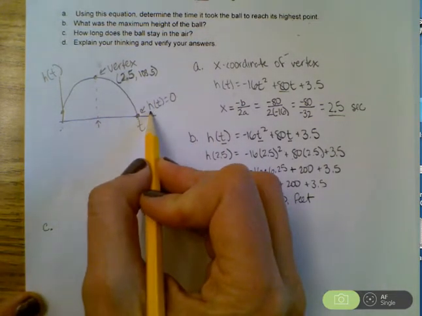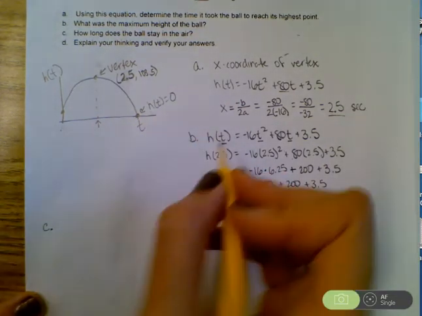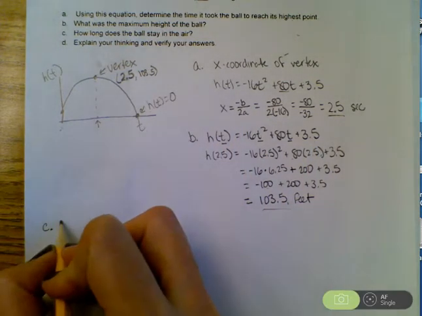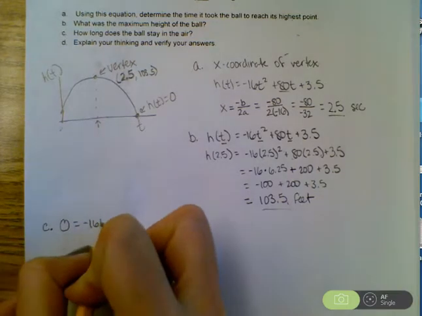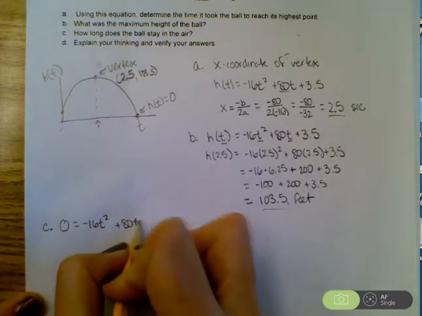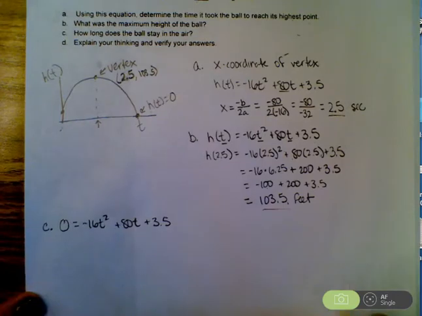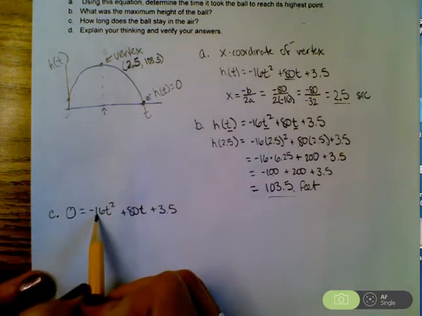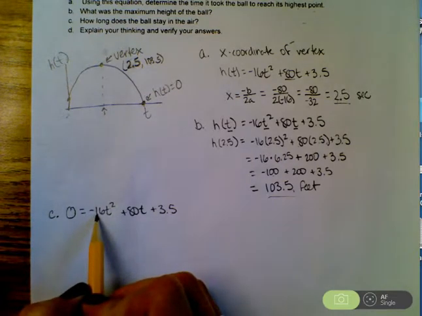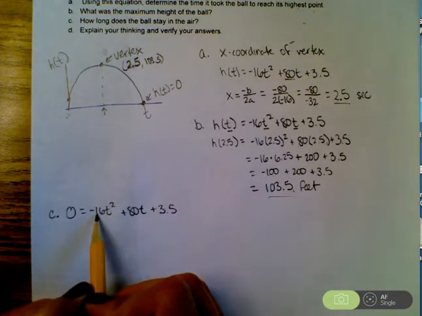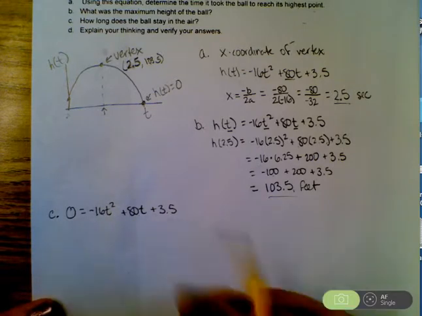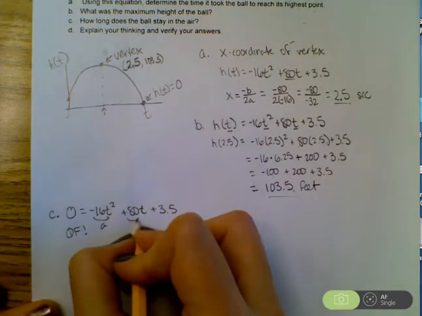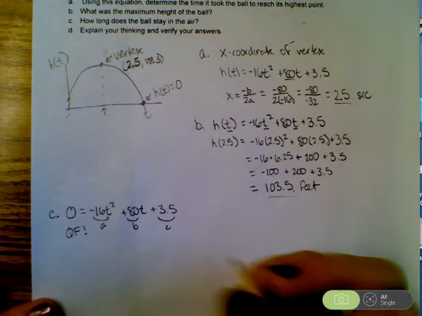So I see here I'm letting h of t be 0. So I'm going to take the equation again and just replace the h of t with 0. So I'm going to say 0 equals negative 16t squared plus 80t plus 3.5. And I look at that and I realize because it has this negative 16 in front, I don't want to factor it. I don't want to complete the square. I can't use square roots because it has this, so I have to use the quadratic formula. So this is my A, this is my B, that's my C.